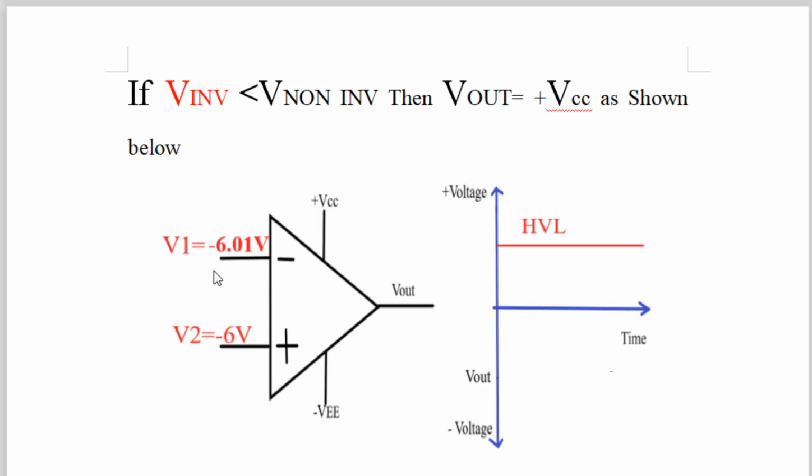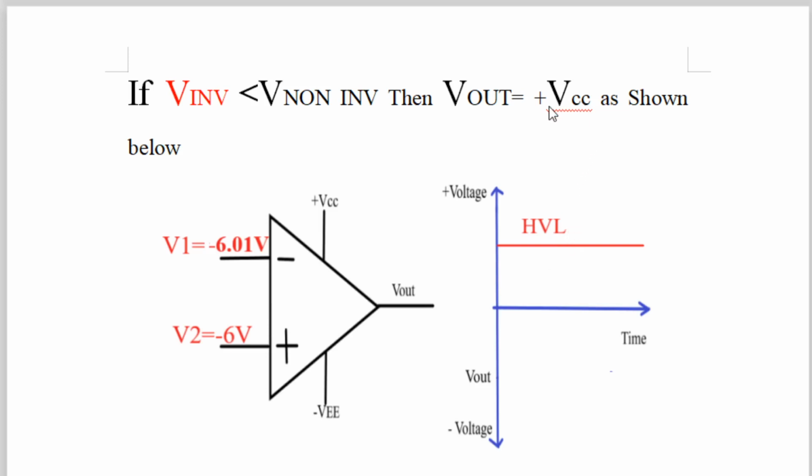So in this way here, V1 is equal to minus 6.01 volt, V2 is equal to minus 6 volt. So in this case, minus 6 volt is positive as compared to minus 6.01 volt, and therefore this voltage is greater. The voltage at the non-inverting pin, meaning the positive terminal, is greater, and therefore the output of the op amp, you see here in the graph very well, is above the x-axis and it is in HVL.